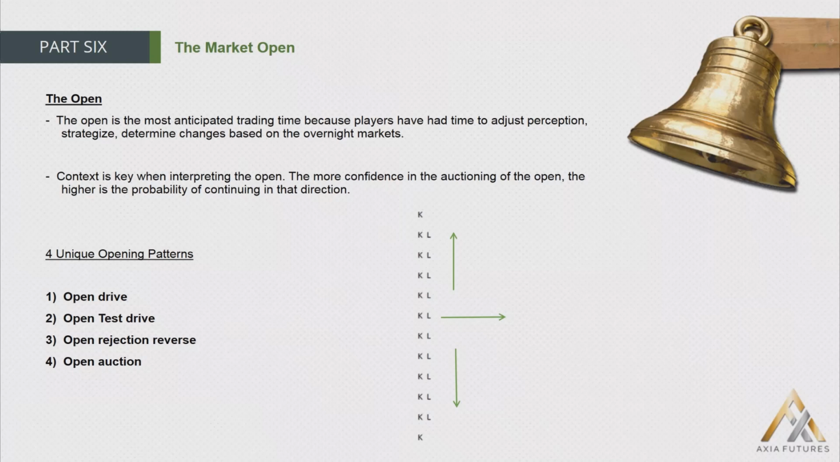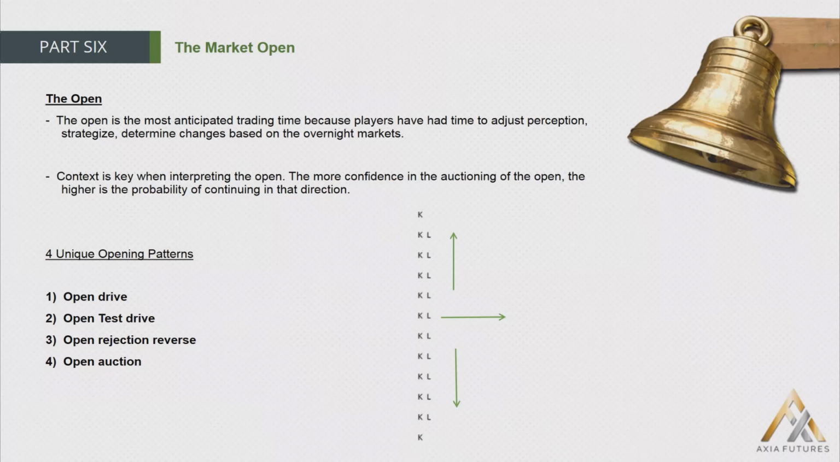So note, when talking about the open, context is key when interpreting the open. So where are we opening in context? Now, the more confidence in the auctioning of the open, the higher the probability of continuing in that direction. So I'm going to show you 4 different types of opens, from a strong level of conviction to a weak level of conviction.